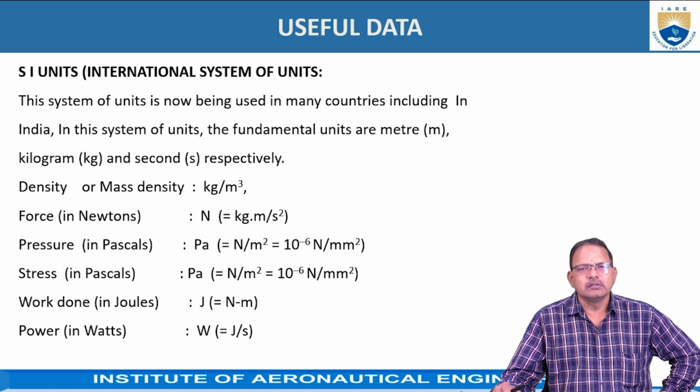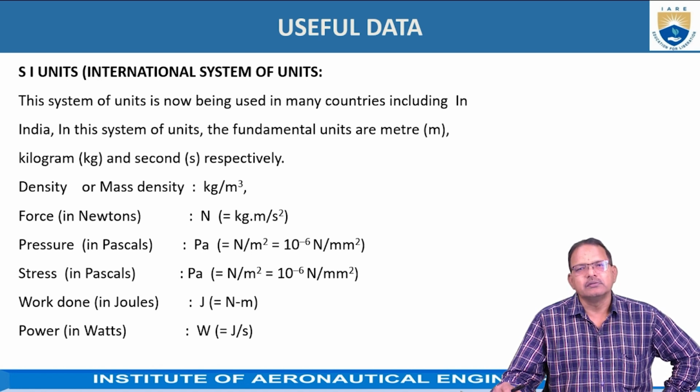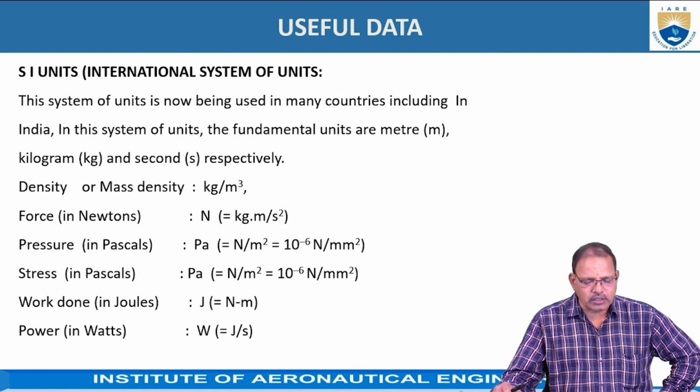The work done is the product of force into distance. It is expressed in joules. Power is the rate of doing work, that is, joules per second, or work done per second. It is expressed in watts.